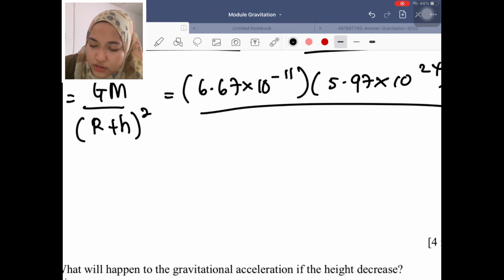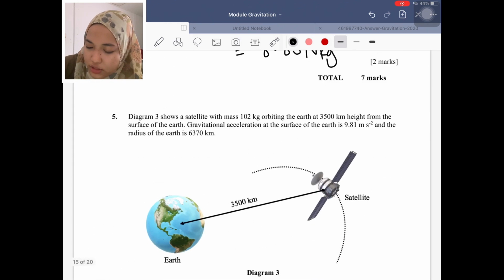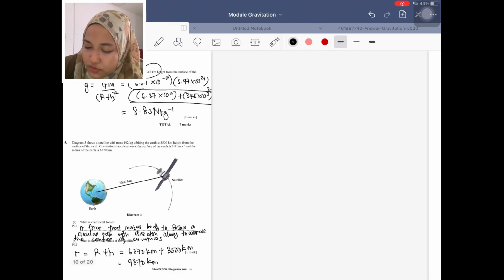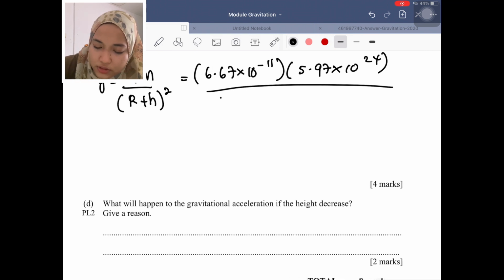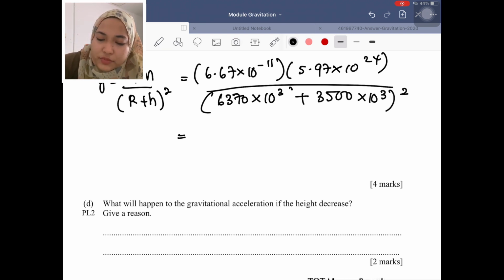R. So tadi R kita dah ada berapa tadi? 63 something, 6370 kilometer. Okay, so kita kena tukar jadi meter times 10 to the power of 3, plus 3500 times 10 to the power of 3, squared. Okay, so push your calculator.